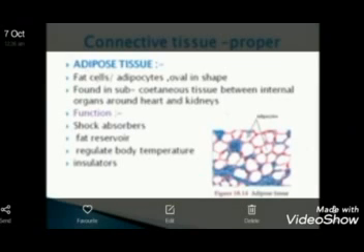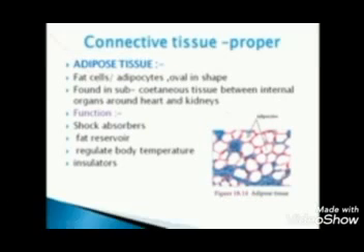Now we see about the adipose tissue. Adipose tissue is the aggregation of fat cells or the adipocytes. It's spherical or oval in shape. It serves as fat reservoir. They are found in subcutaneous tissue, between the internal organs, around the heart and the kidneys. Now the functions of the adipose tissue: they act as shock absorbers around the kidneys and the eyeballs. They also regulate the body temperature by acting as insulators.